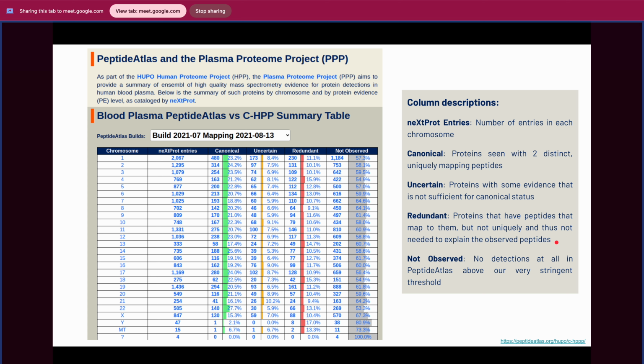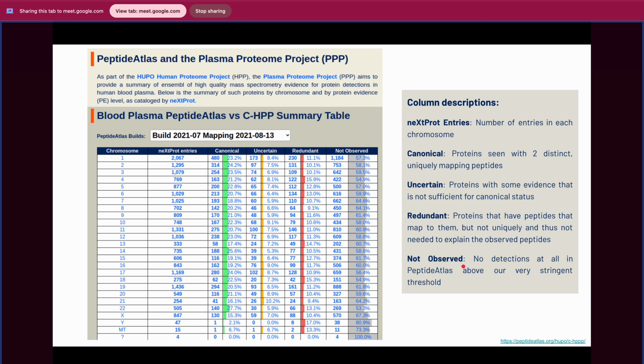And then redundant means proteins that have peptides that map to them but not uniquely, thus not needed to explain the observed peptides. When we say peptides, they are smaller sequences, not as big as proteins. Two proteins can possess a single same peptide. In that case, you are not sure from which particular protein it is coming, so for that peptide we link it to both proteins. That will be labeled as a redundant peptide.